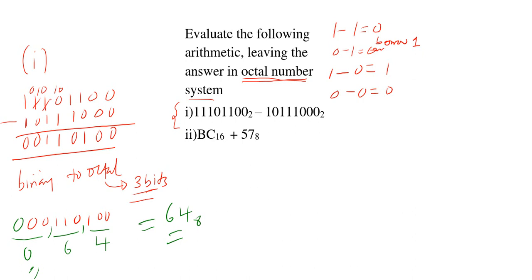Roman 2, as you can see, we have a base 16 number and a base 8 number, which cannot be computed like that. So we have to change, because the final answer should be in octal. It is good to convert the base 16 to octal. Then we perform the addition. So we shall first convert our BC base 16 to octal.